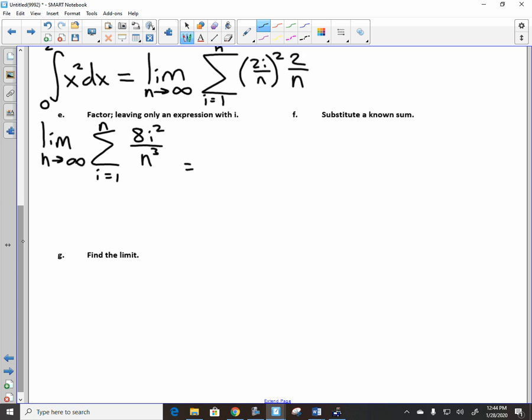Now, what I'm going to do is factor something out, because notice I have 2 variables, right? We don't like to have 2 variables. We like to have 1 variable. So I'm going to write this as the limit as n goes to infinity of 8 over n cubed times the sum from i equals 1 to n of what's left after I take out an 8 over n cubed, i squared.